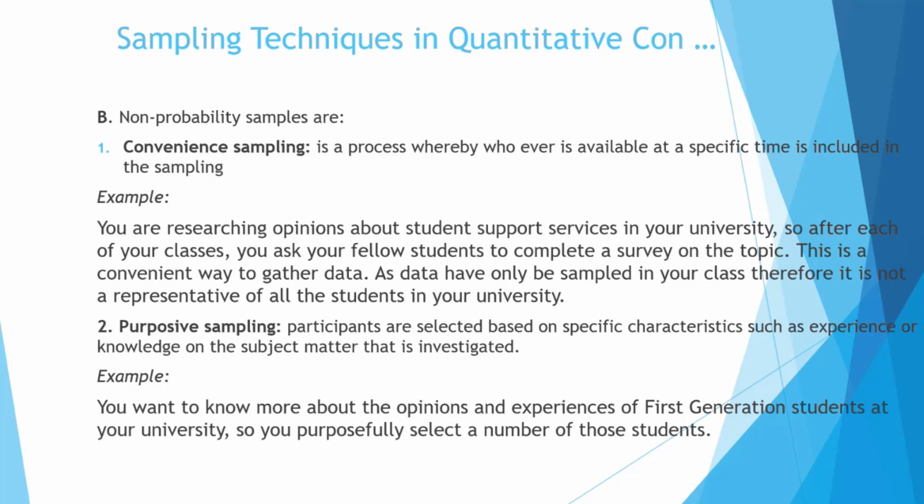But what is convenience sampling? The researcher says it's a process whereby whoever is available at a specific time is included in the sample. In other words, you try to include participants who are easily available to you as a researcher, whether a quantitative or a qualitative researcher. You are able to reach them. Simple as that.